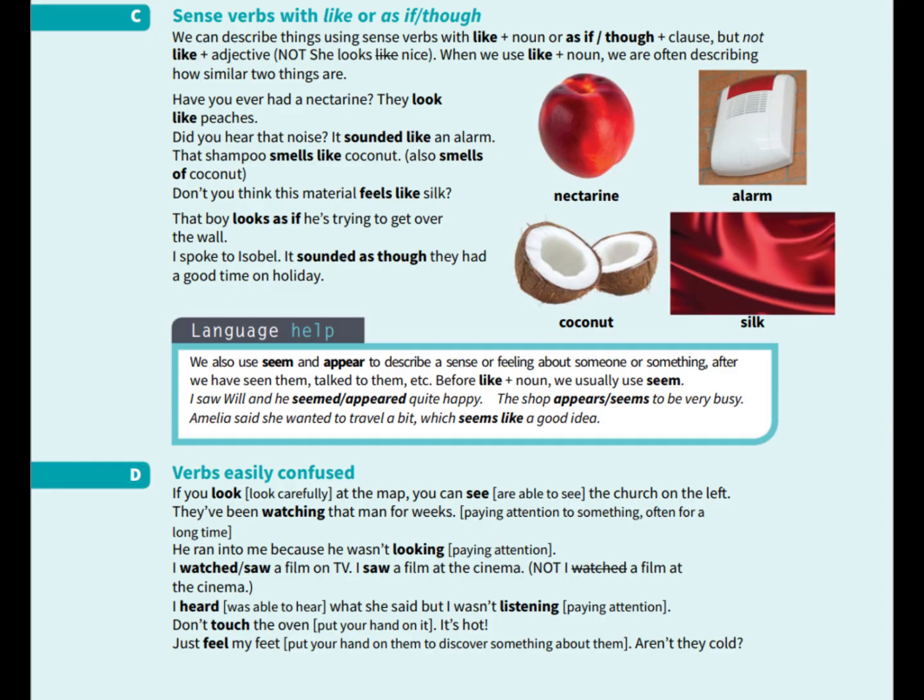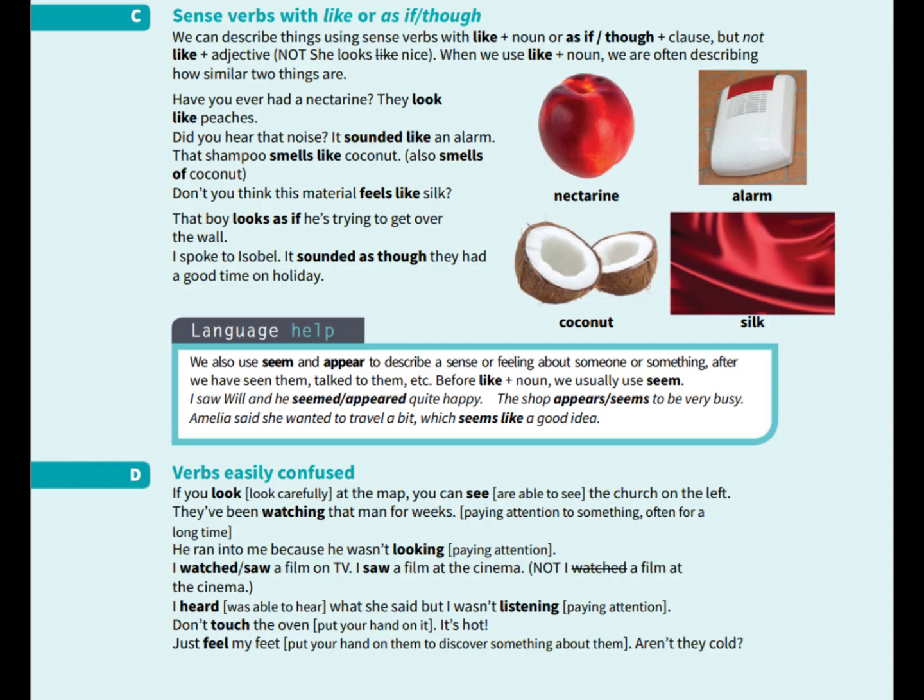C. Sense verbs with like. We can use a sense verb followed by like and a noun when two things seem similar. The important structure is sense verb followed by like and a noun. For example, have you ever had a nectarine? They look like peaches. Here, the nectarines and peaches have a similar appearance.